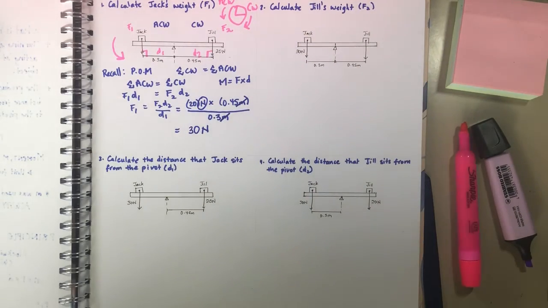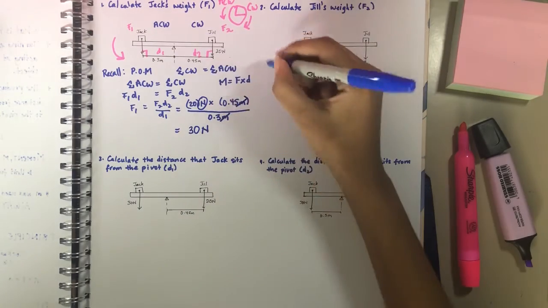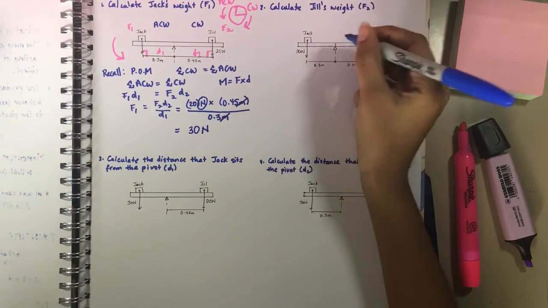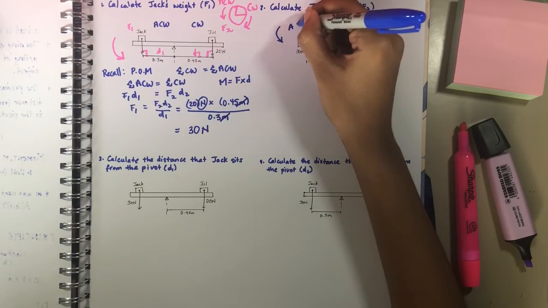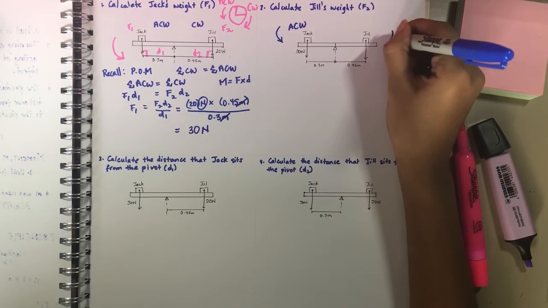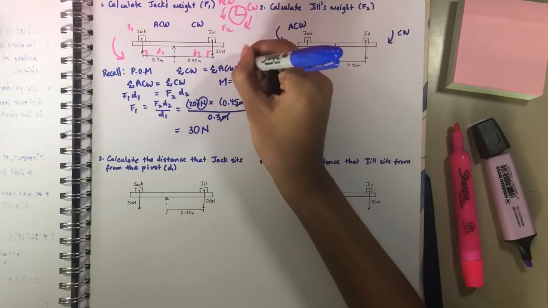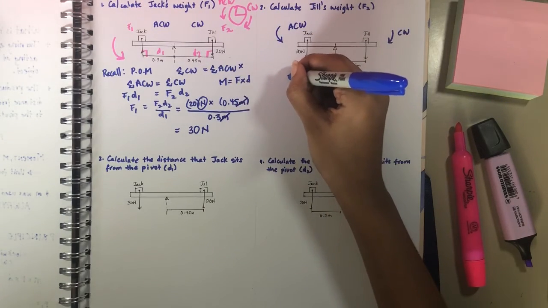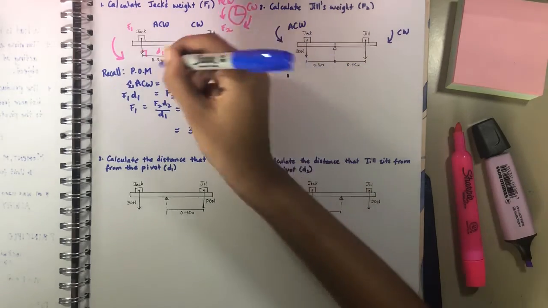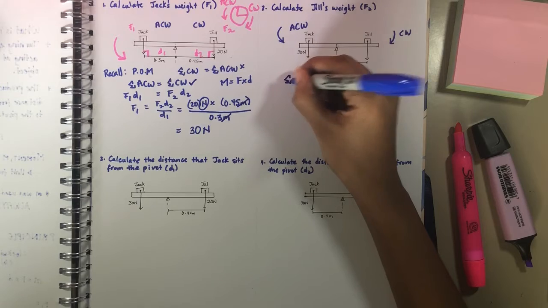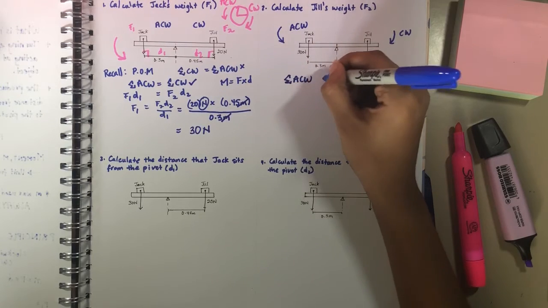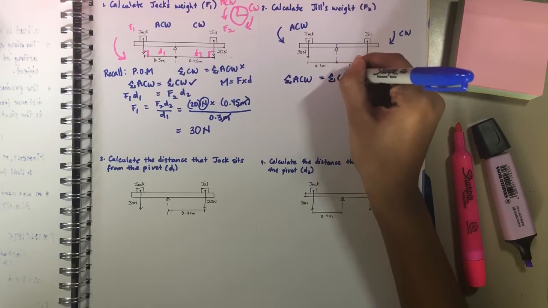So now we're gonna calculate for Jill's weight. So recall again the principle of moments. Same thing, Jack would be anti-clockwise, Jill would be clockwise. So we would still use this one, right? So, sorry, not this one, but this one. Right, so anti-clockwise moments is equal to clockwise moments.